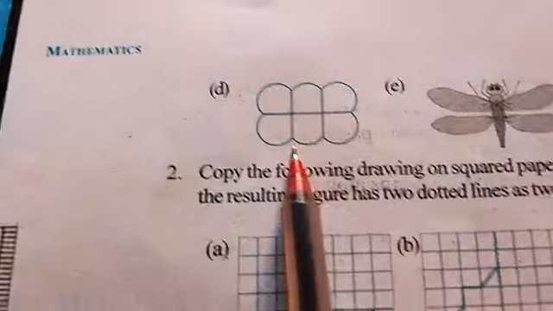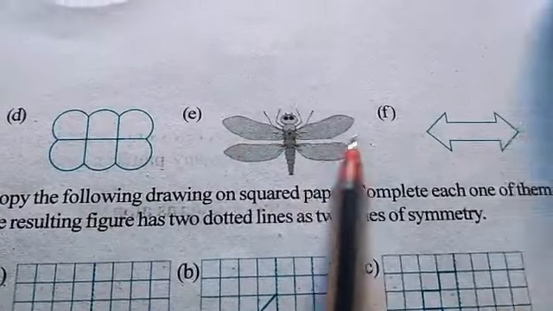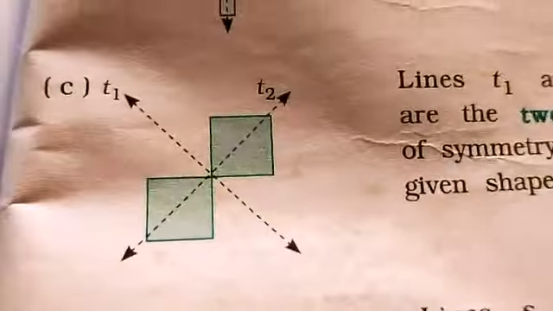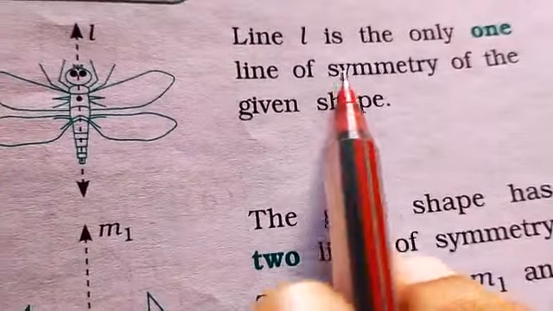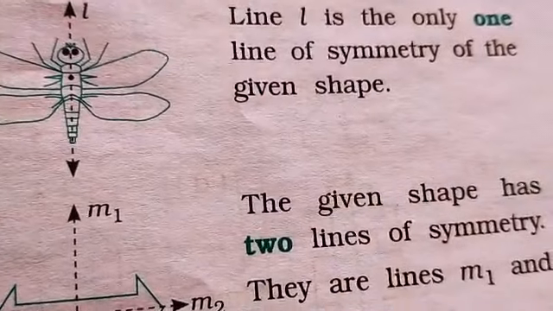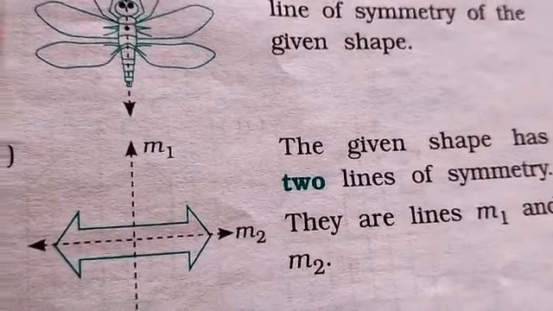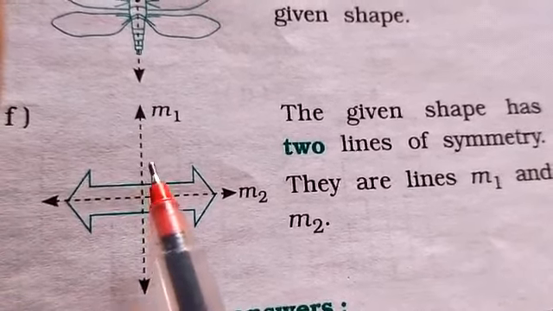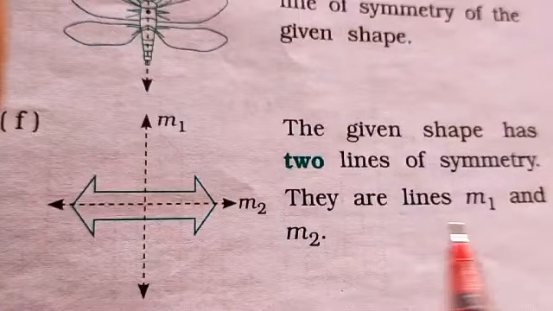Now here you can see this is the shape. So how many lines of symmetry can you give in the figures D, E and F? So let's see. In D we can give 2 lines of symmetry, that is S1 and S2. In E we can give only 1 line of symmetry in this trigon. So line L is the 1 line of symmetry of the given shape, right? And in this figure, that is the arrow, we can give 2 lines of symmetry, that is line L1 and L2.